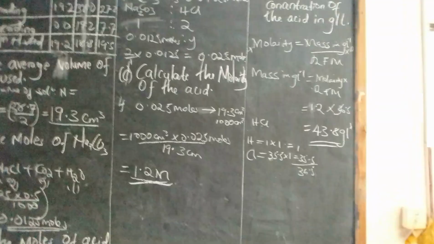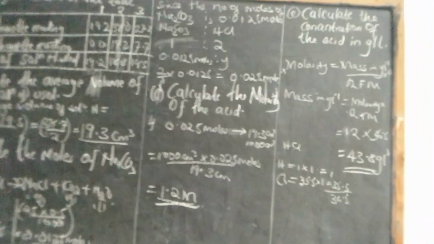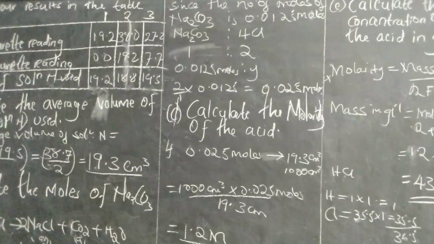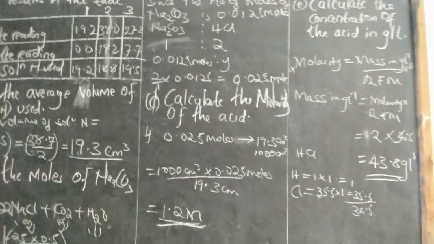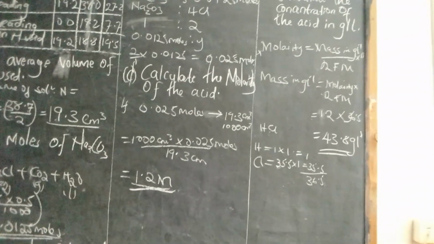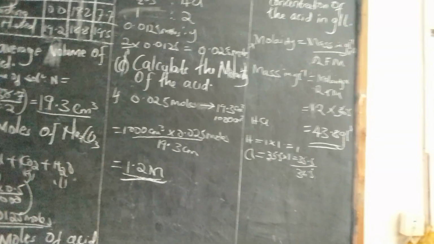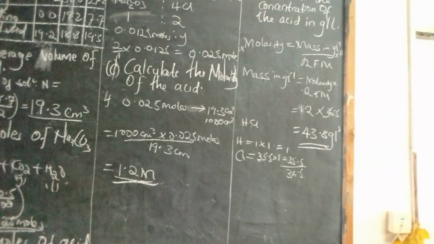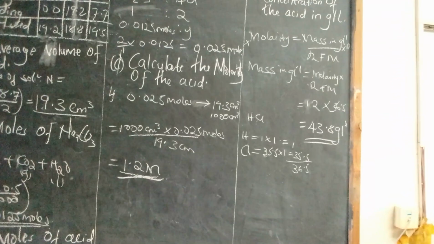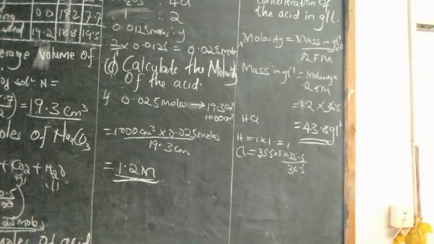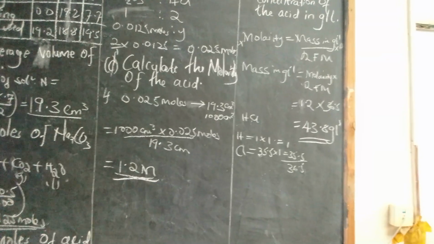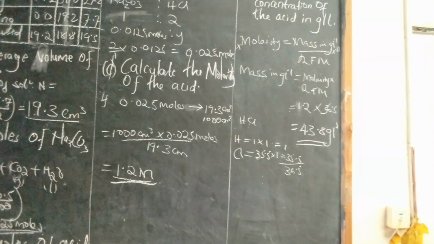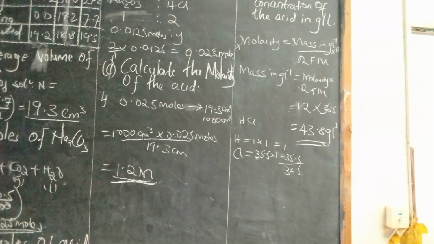So we went on to get the number of moles by comparing the mole ratio between sodium carbonate and hydrochloric acid. We knew the number of moles of sodium carbonate to be 0.0125 moles. Then the number of moles of hydrochloric acid in 19.3 was supposed to be 2 times 0.0125. Then we got our answer to be 0.025 moles.